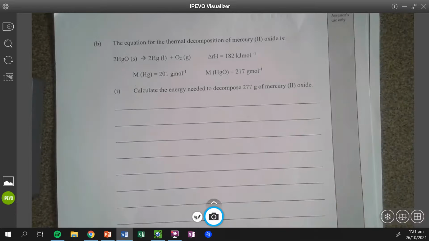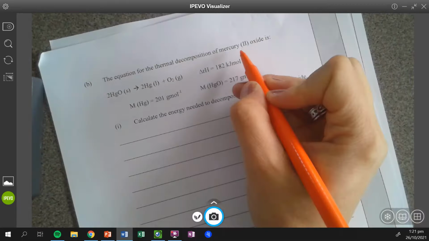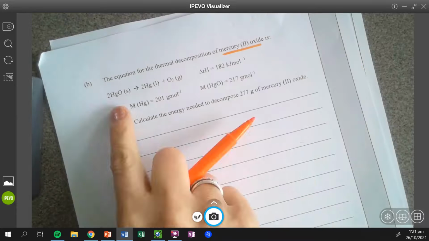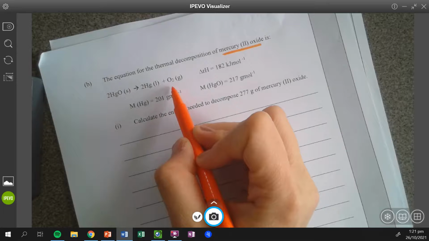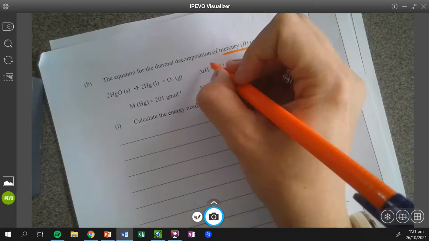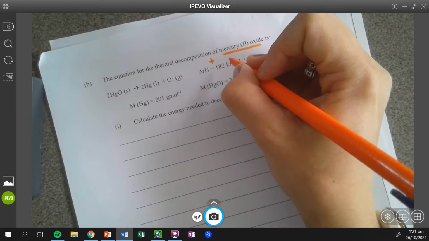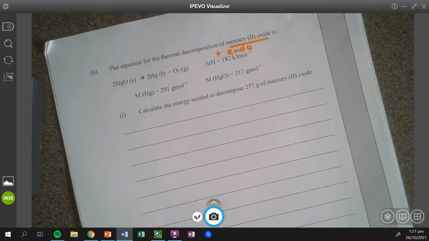So in this question here, we have an equation for a thermal decomposition of mercury oxide. They've given me that equation. So here's my mercury oxide. It's becoming mercury and oxygen gas, and they've given me the enthalpy value. I can tell from this that's a positive number, so that's going to be endothermic. It's really useful just to annotate the question as you're going, so that way you're pulling the information correctly.